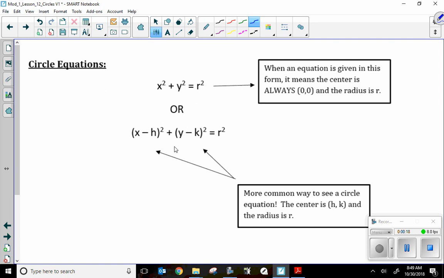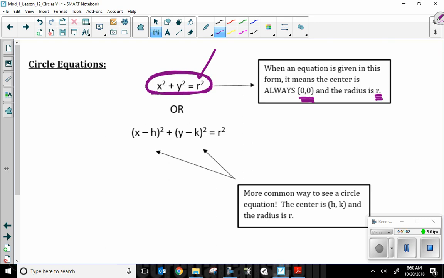First of all, a circle is always in the format of x squared plus y squared equals r squared. Sometimes there's numbers next to our x and y, and sometimes there aren't. But if we have a basic format like this, with no numbers next to my x and y, I should always know that the center of the circle is 0, 0. And the radius is always r. Keep in mind, they don't give me r, they give me r squared here.